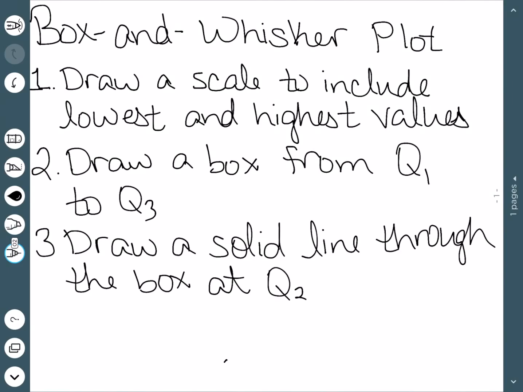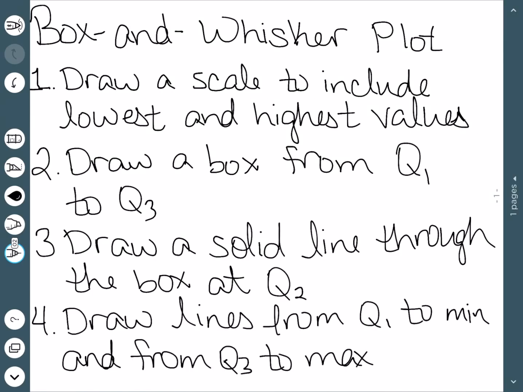The next step is we're going to draw a solid line through the box at our median Q2. We're then going to draw lines coming out of the box from Q1 to the minimum and then another one from Q3 to the maximum. So now that we've talked about how to do these, let's actually do an example.